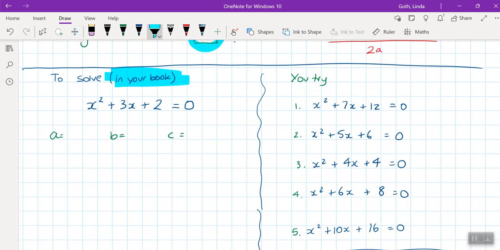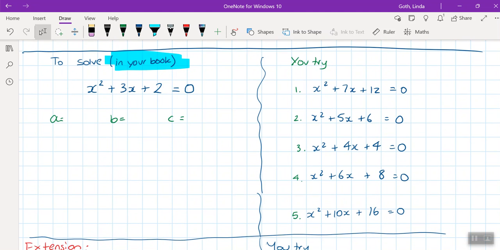So here's our first question. It's in the form of something x squared plus something x plus 2 equals 0, so we can use the quadratic formula. And you will be told in the question, use the quadratic formula. Now, our a value is going to be whatever is in front of the x squared. Now we know that there's really a 1 there, so a is equal to 1.